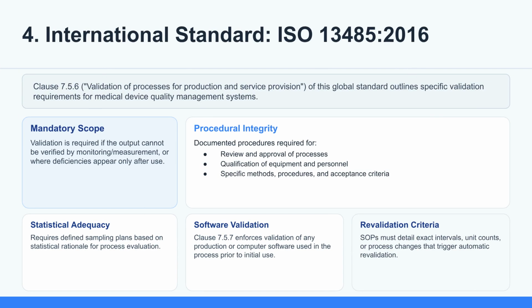ISO 13485-2016 requires validation when product output cannot be verified by measurement. This involves procedural integrity, including documented processes for review and approval, and the qualification of equipment and personnel. It also covers statistical adequacy, software validation, and detailed revalidation criteria.